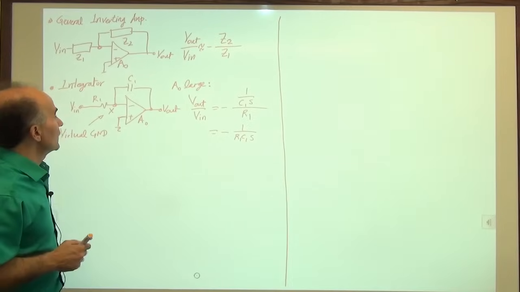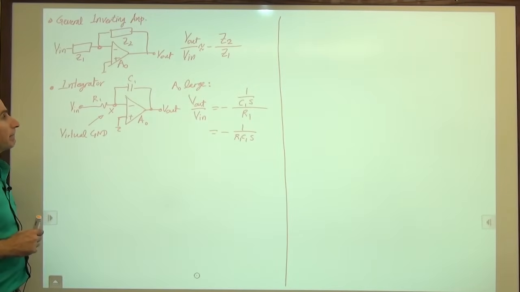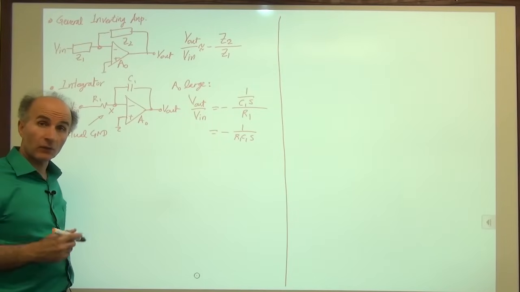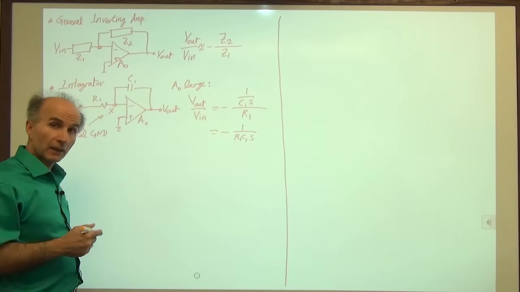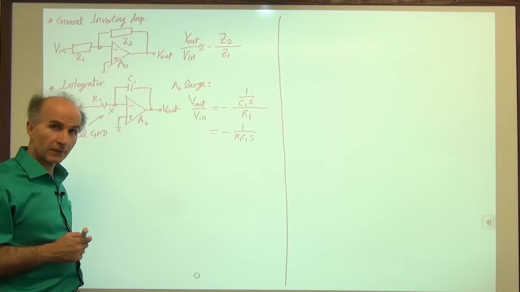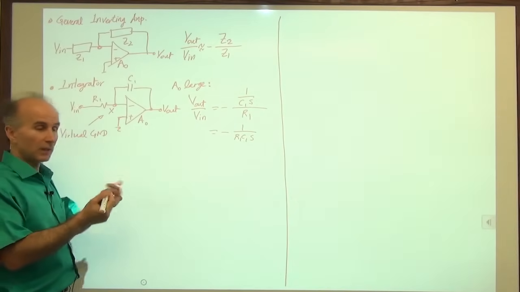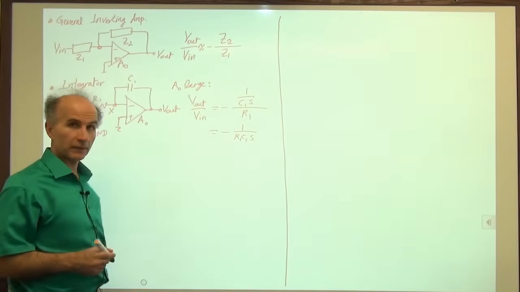Okay, so we also see that we have a negative sign here. This negative sign doesn't bother us so long as we are aware of it. It's not a big deal that it's a negative sign. And then, of course, we have R1, C1 as parameters that determine the scaling factor here.